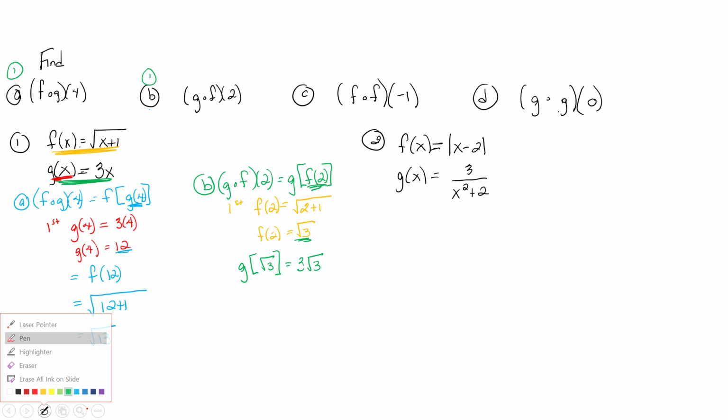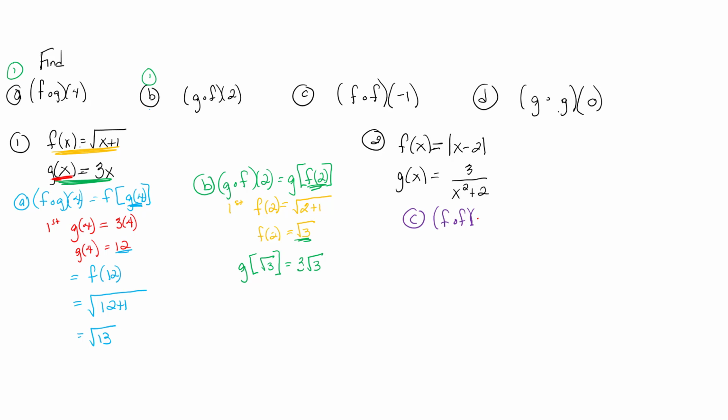So, I need to find f composite f of negative 1. By definition, that's f of f of negative 1. Okay? All right, first things first, just like we were talking about before, we need to first do the parentheses, which means I need to find f of negative 1.